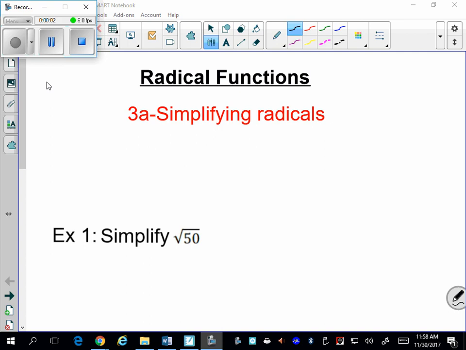Welcome to the radical function unit. For 3a, we're just going to be simplifying radicals. To simplify radicals, there's two ways of doing it. You can use perfect squares, so memorize your perfect squares.